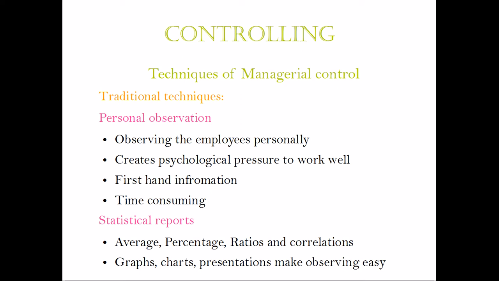Statistical reports are just mathematical reports that contain the averages, percentages, ratios, and correlations. So the ratio of the number of employees to the amount of goods produced, or the correlation between two things such as the happiness of the employees and the number of units manufactured, and so on and so forth. These are all mathematical terms which are finalized after n number of research activities in companies.